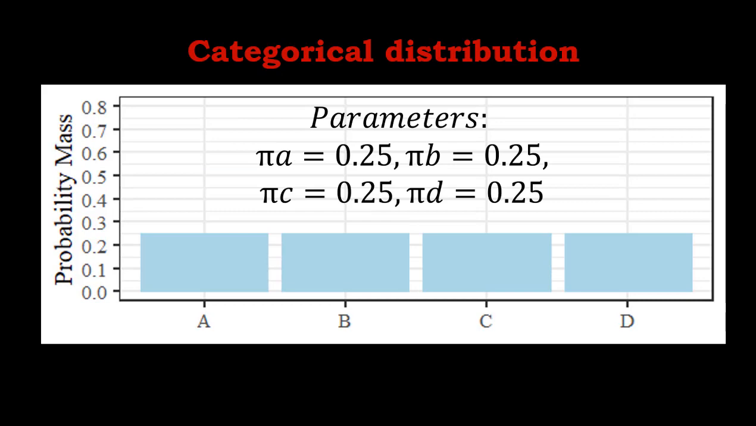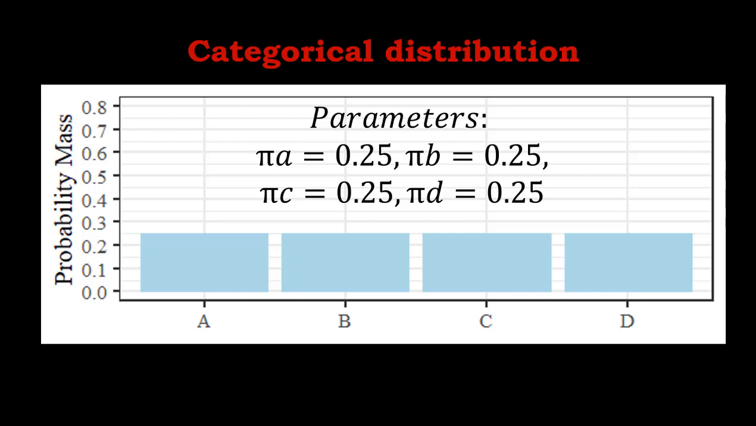Let's go to the third discrete distribution. This is a categorical distribution, and the parameters that we need is a pi for each of the possible categories. So we've got categories A, B, C, and D. These are the possible values of the variable. And in this case, all the pi's are the same, 0.25. You can see that the sum of these pi's adds to 1.